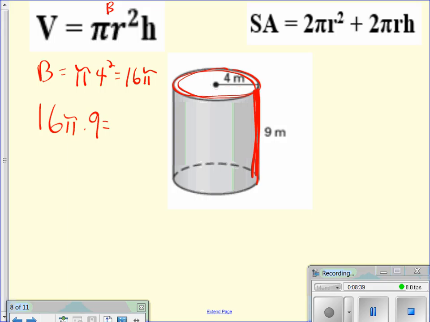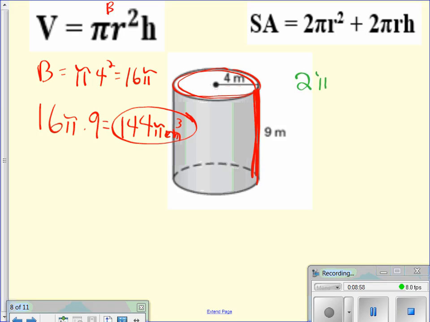144? 144 pi meters cubed. Boom. So notice, I'm just going to leave it in terms of pi, just because it works out to be a nice even number with a pi on it. You could multiply it out and get a decimal version as well. But let's keep going. All right.